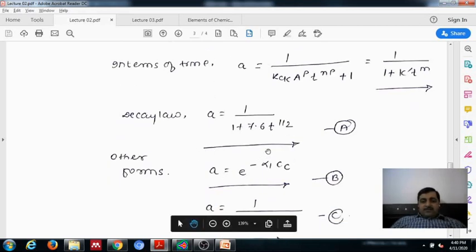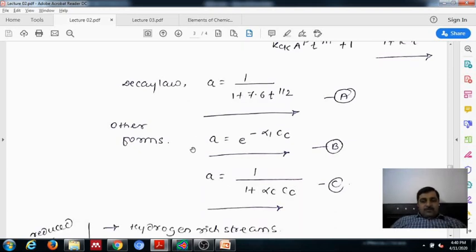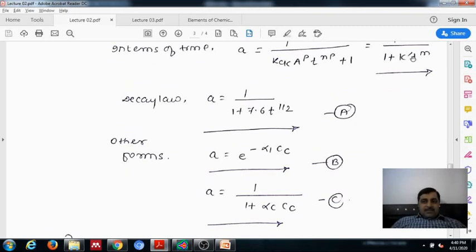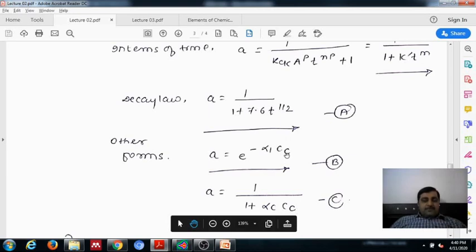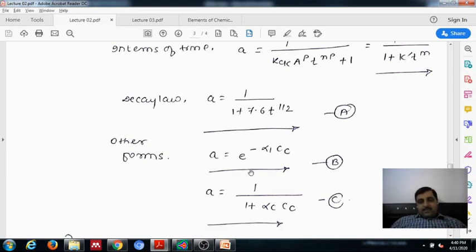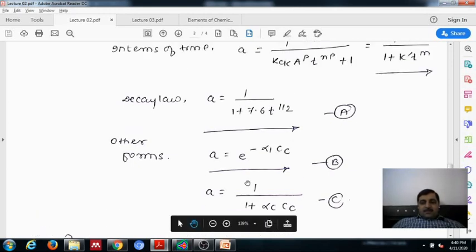There are other forms which are available, given by different people who are dealing with those hydrocarbons. In this case, k dash is 7.6 and m value is 1 by 2. Other forms of this are also available, which are dependent on the amount of carbon that is deposited over time. Now, any of these expressions we can use.